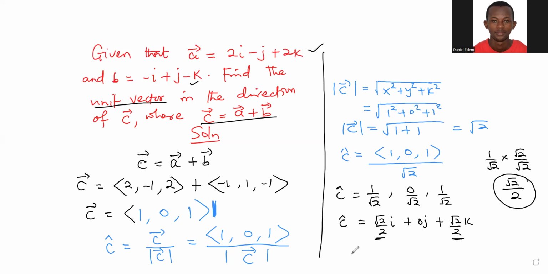Okay. So you can finally say we have root 2 on 2 i, 0 times j is 0, plus root 2 on 2 k. So basically, this is how we solve unit vector questions.